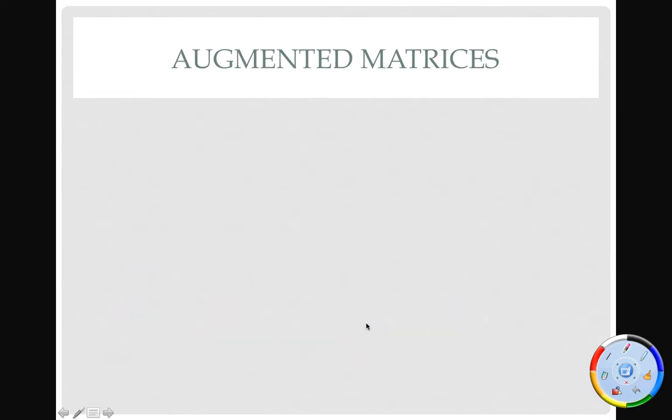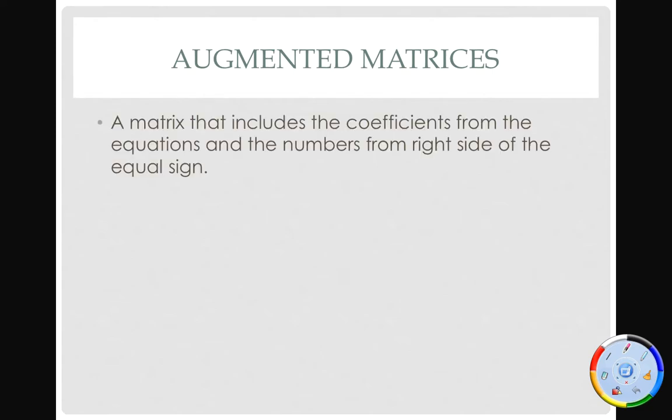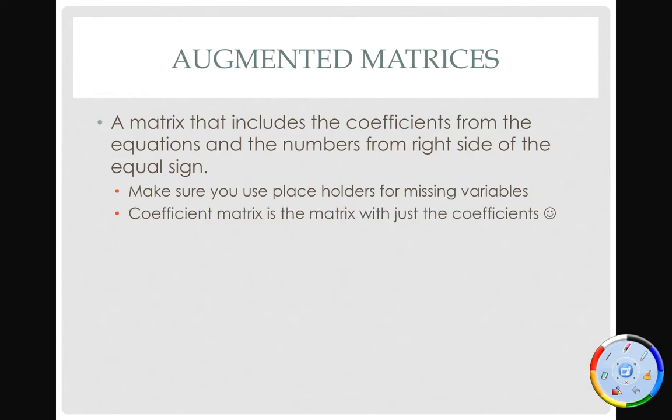All right, now let's look at how we're going to use matrices to solve these problems. And we're using what's called an augmented matrix. It's a matrix that includes the coefficients from the equations and the numbers from the right side of the equal sign. We're going to make sure that we use placeholders, the number 0, obviously, for any missing variables. If you were to talk about the coefficient matrix, that's the matrix with just the coefficients, obviously.